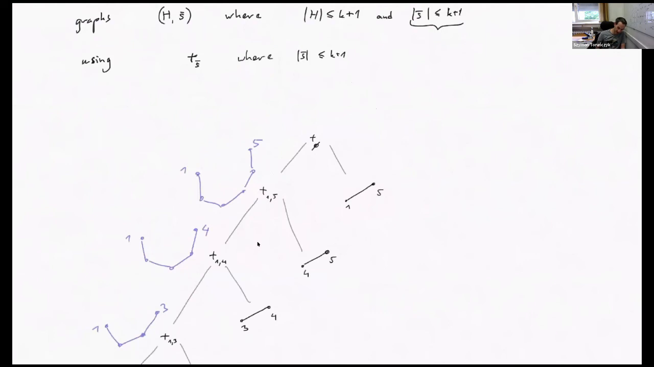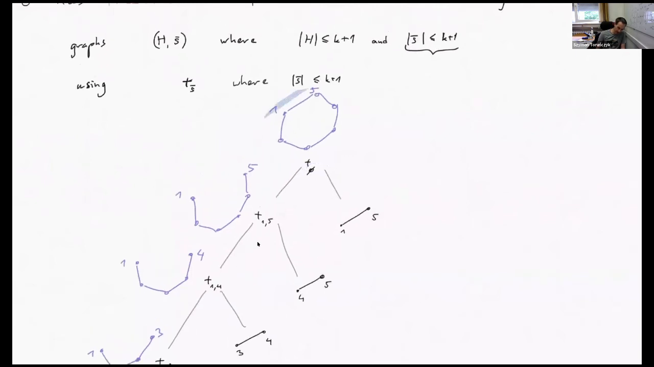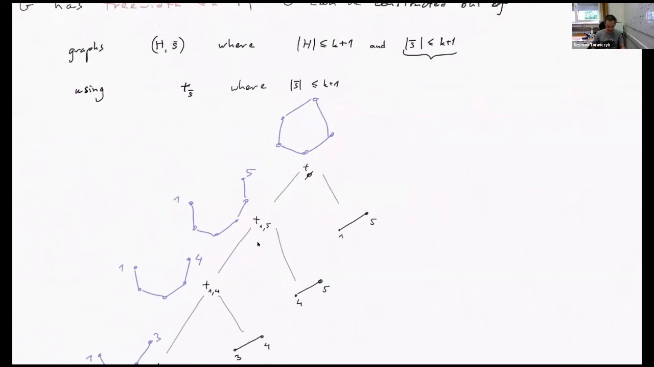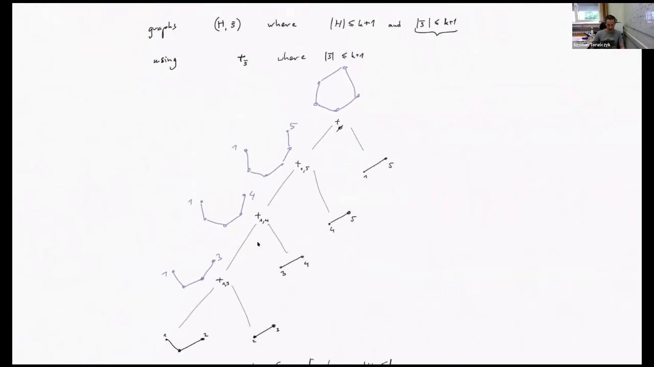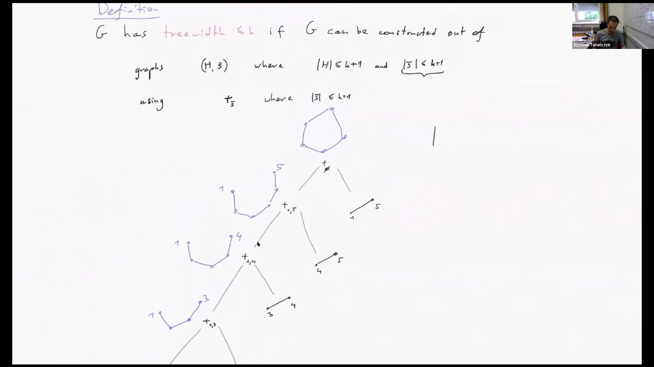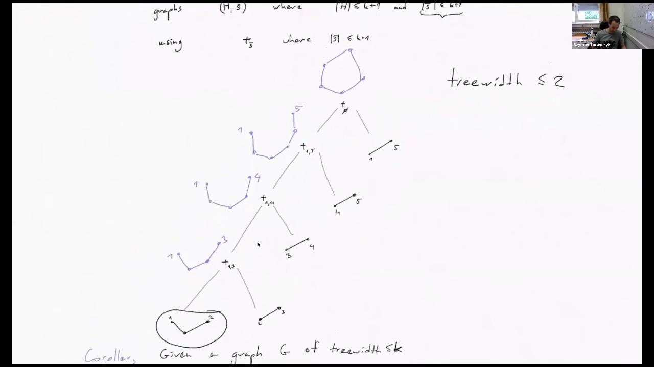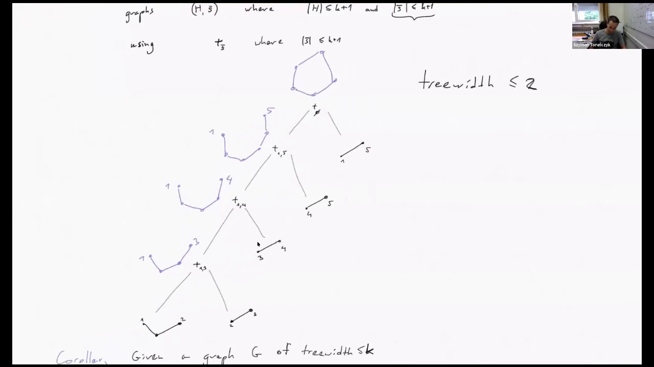And in the end, we add this edge between one and five, and we forget the vertices one and five. We have constructed a cycle of length, well, it should be five, I guess, but it's somehow six. So in this way, using this one operation, we can construct a cycle. The cycle has tree width at most two according to this definition, because we started with graphs with at most k plus one vertices, where k is equal to two, and in the subscripts we only used at most three vertices as well, two in fact. So this cycle has tree width two.